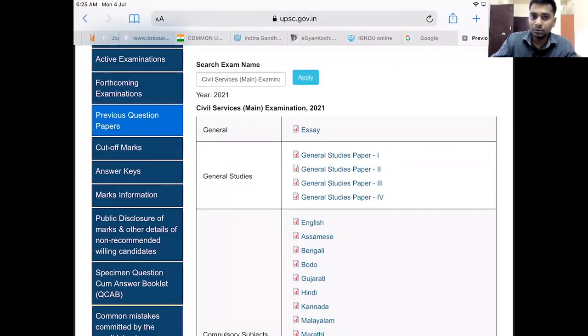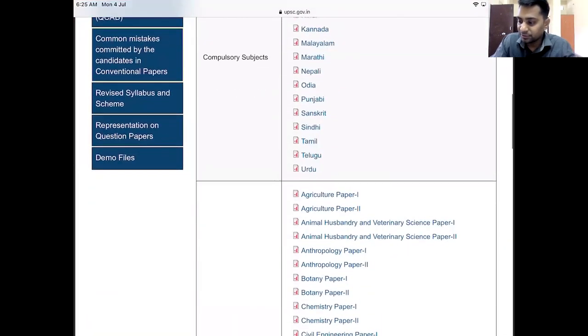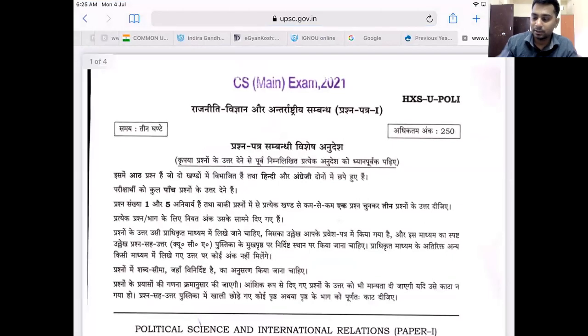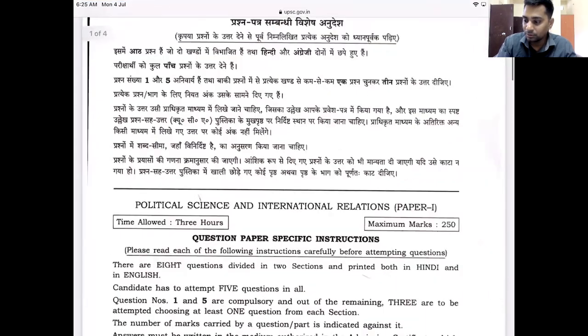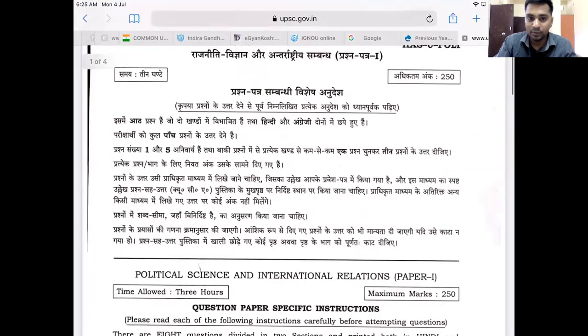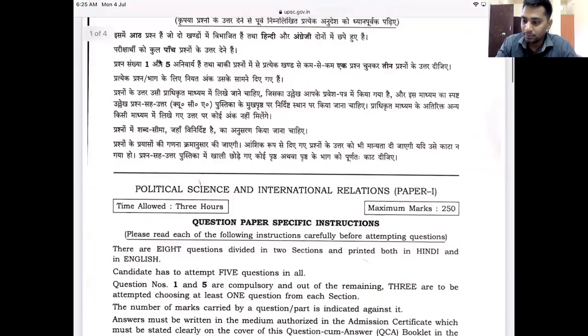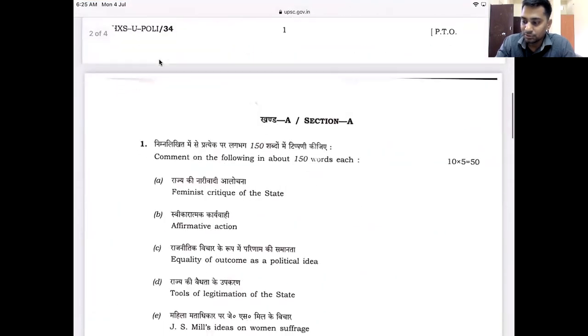Now, let me take previous year questions of this subject, optional, political science and international relations. I am going to start with paper 1, as I have already said. So look at this. This is the 2021 paper. By this point of time, I hope you do remember certain aspects of the syllabus. What are the various components of the syllabus, right? So let's quickly go through this.